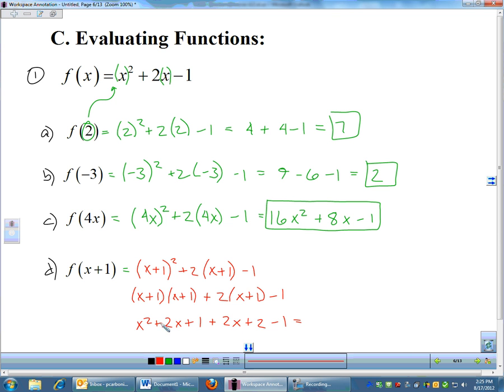Then we combine our like terms. X squared is a loner. See, 2x plus 2x is 4x. 1 plus 2 minus 1 is 2. And there we are.